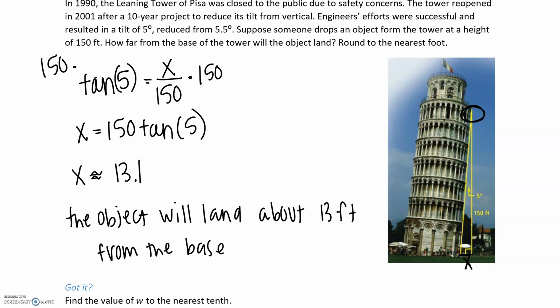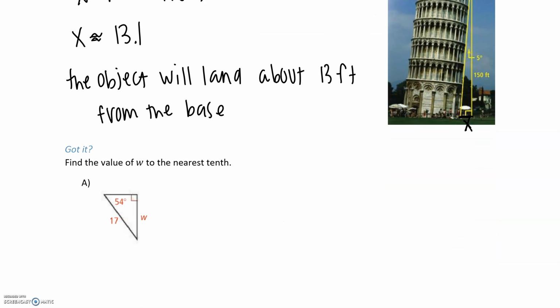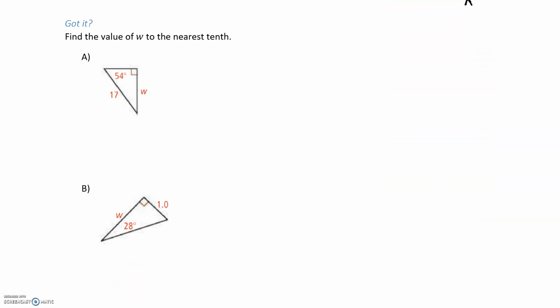Okay, so if we drop an object from the top of the tower, it's going to land about 13 feet away from the bottom of the tower. Okay, for these next two, what you're always looking at is what angle you have. So right now we have an angle of 54, and we know our opposite, and we know our hypotenuse.